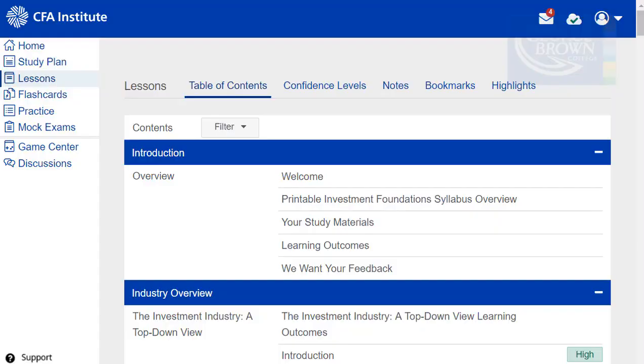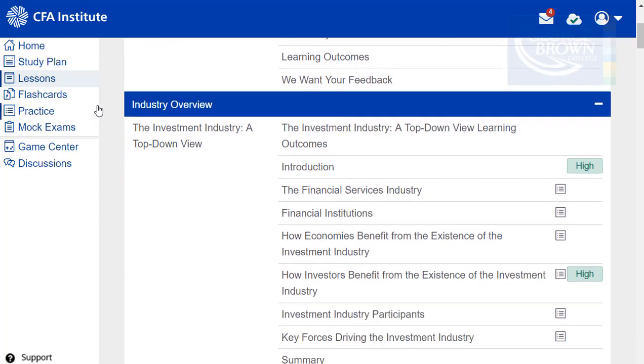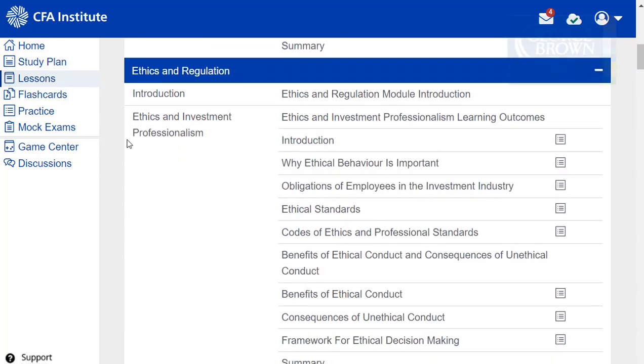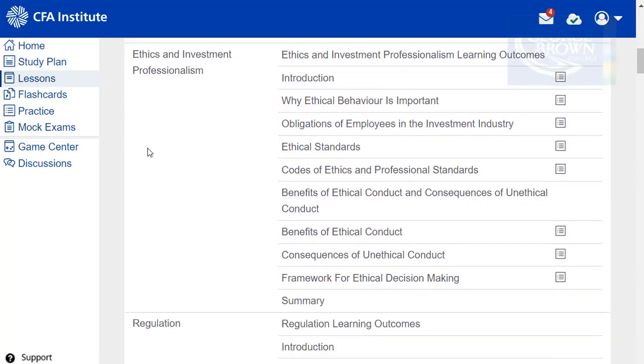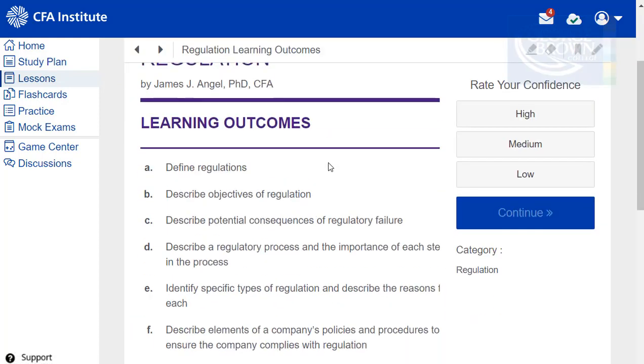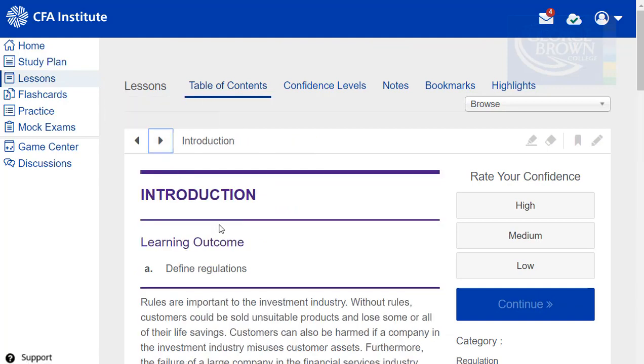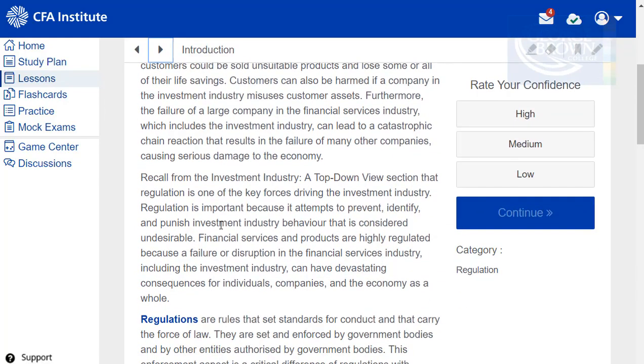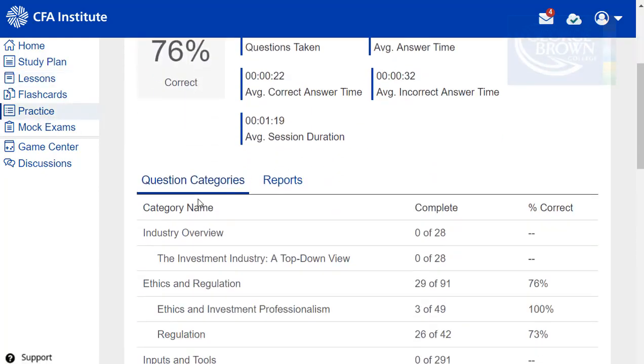Before we jump into the learning outcome statements, I just wanted to show another quick study tip in the CFA Institute Investment Foundations program learning ecosystem. So again, here I am on the lessons, Ethics and Regulation, Module 2. And Chapter 3 is regulation, so we can click on it. There's the learning outcome statements, as you know, and then we can click through and read the ebook. When we're finished reading through, we're going to do our practice problems.